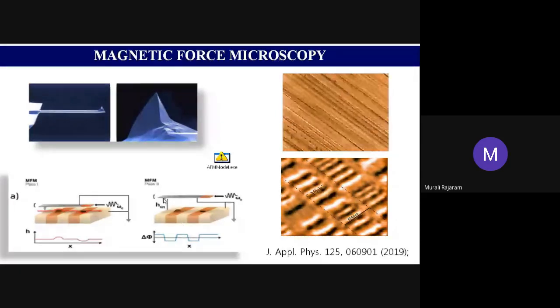So if you scan, this is in non-contact mode, so in magnetic force microscopy your AFM tip will run at a very small height. If your domains are magnetically aligned in one direction, whether your tip will be attracted or repelled depends on that, and you can draw the image of your domain. So that's called magnetic force microscopy.